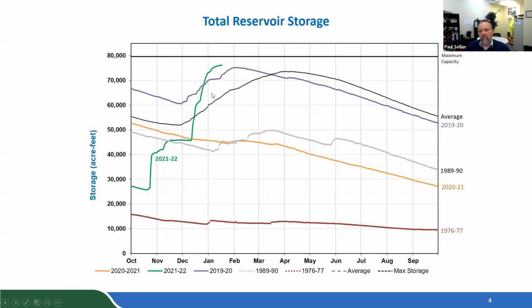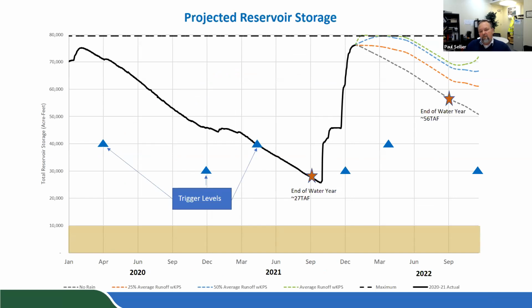And you can see that's reflected in our storage levels. We're at just a hair over 76,000 acre feet, which is roughly 96% of total capacity. Again, a nice situation, given you can see where we were at the beginning of the water year, down in the 27,000 acre feet range. So a lot of water has come into our reservoir system, and it's really, as we've noted in past meetings, been a gift for us. And so we take that.